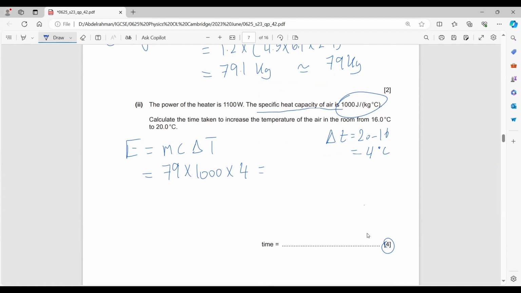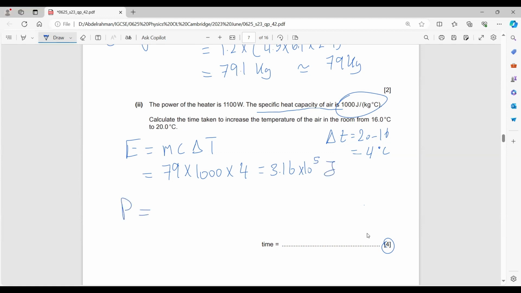3.16 times 10 to the power of 5. Okay, that's the energy.